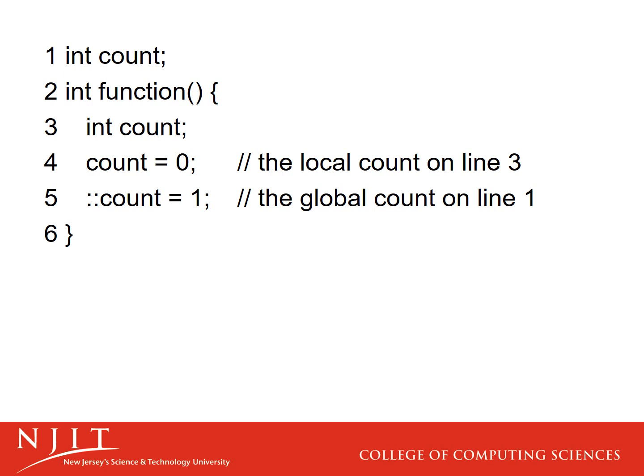But I can use the scope resolution operator to get around that. So ::count says, go up to the global scope and get the count variable that it should find there. Similarly to saying this.name, so that I can get a name that would otherwise be hidden, ::count gets me count, which would otherwise be hidden.